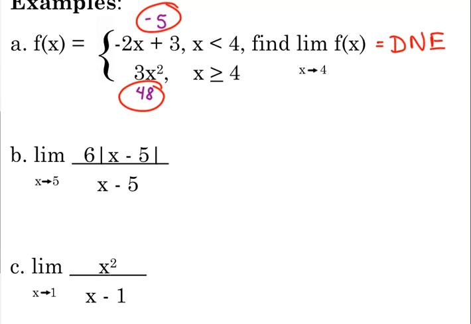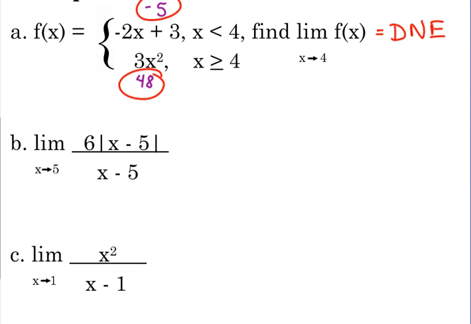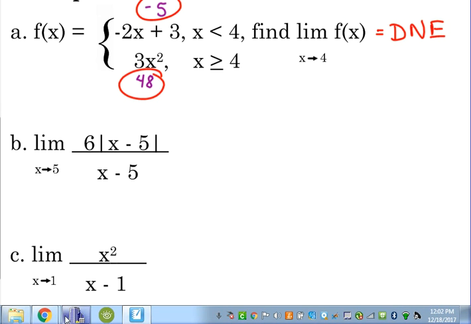Okay, let's do B, the limit as x approaches 5 of 6 times the absolute value of x minus 5 over x minus 5. Now, you got to be careful with this. You can't just cancel out the x minus 5s because the one on the top, those aren't parentheses, those are absolute value bars. So we can't just cancel them out.